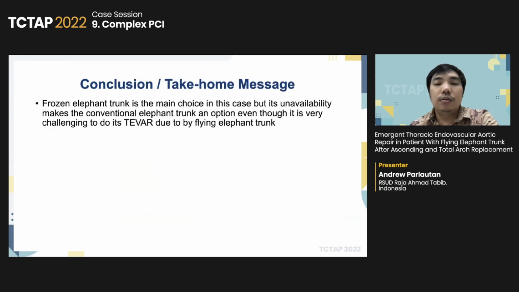So for the conclusion, or the take-home message, we can see that the frozen elephant trunk is still the main choice in this case. But due to its unavailability in our country, the conventional elephant trunk is an option, even though it's very challenging to do because it's a very mobile elephant trunk and very difficult to cannulate. I think that's all. Thank you for the opportunity.